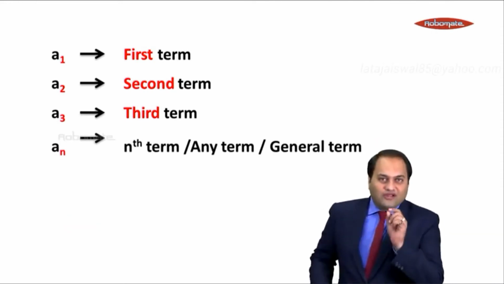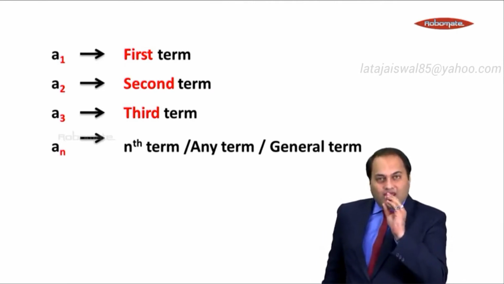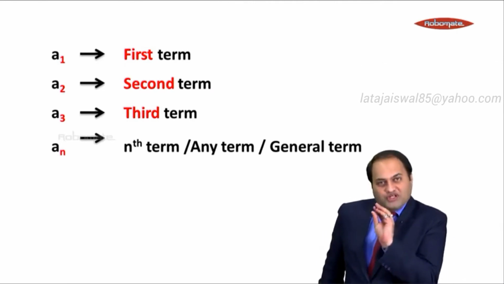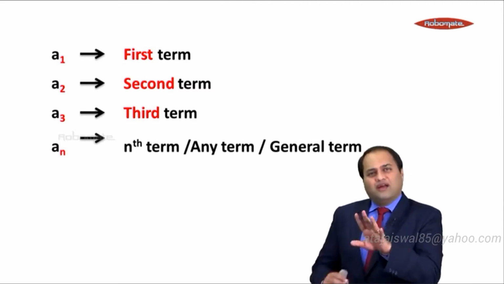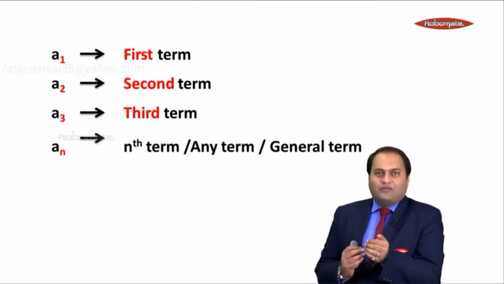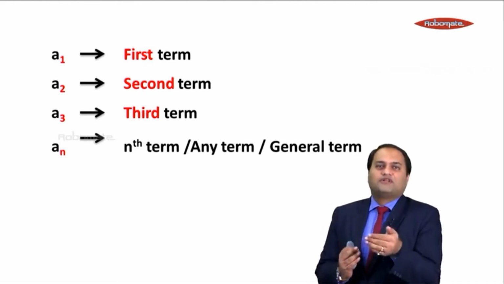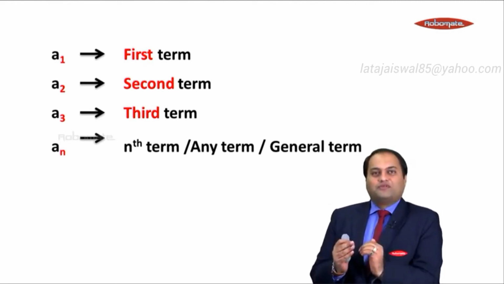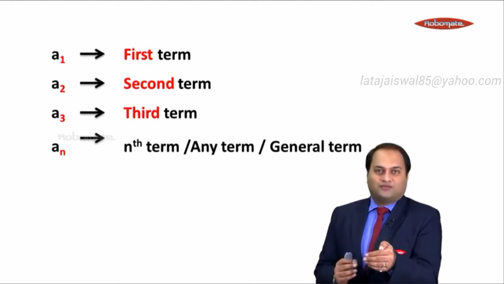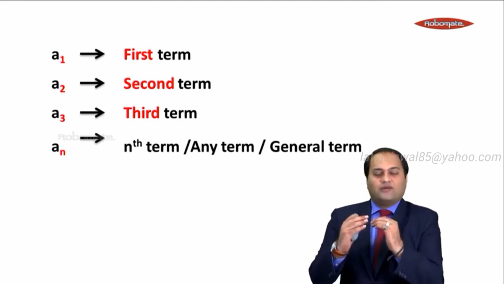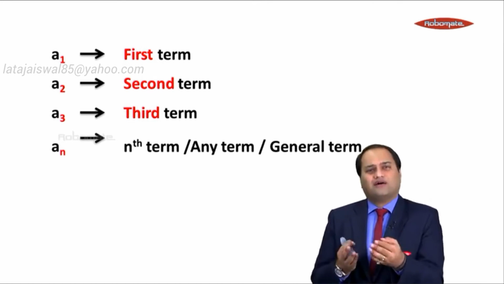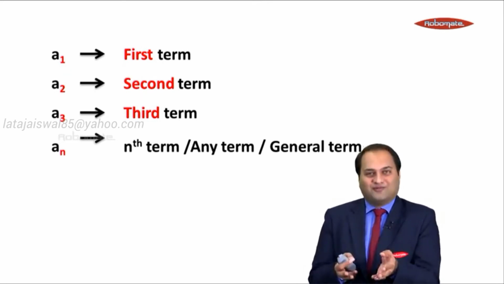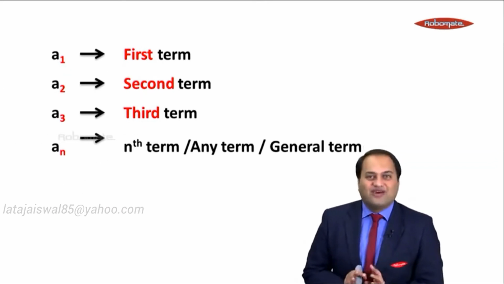So what is basically AN? AN is a term whose position is not defined. The position is n, right? It can be any term of the AP. When n becomes, say, 3, it becomes the third term. When n becomes 4, it becomes the fourth term. So AN is a term that represents all the terms of AP. So it is a general term or any term or nth term of an AP. Is this thing very, very clear?